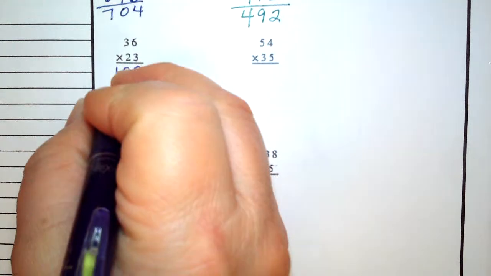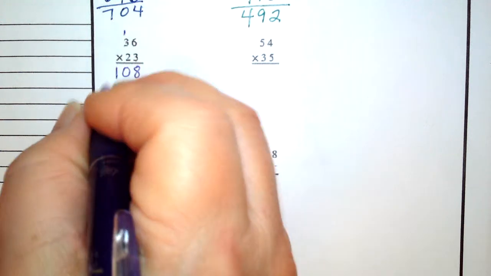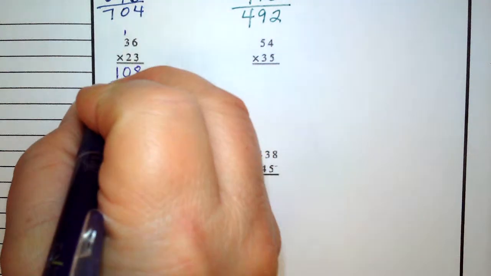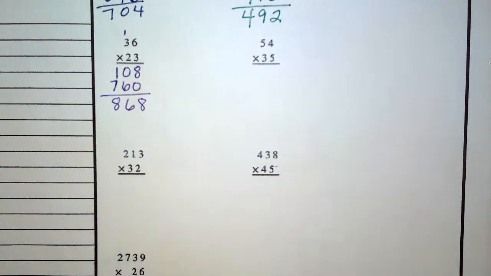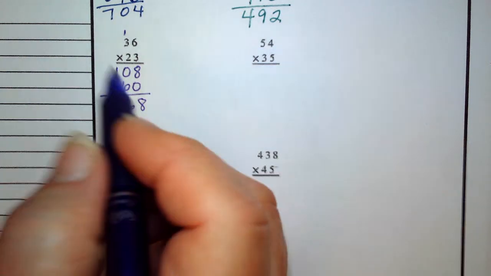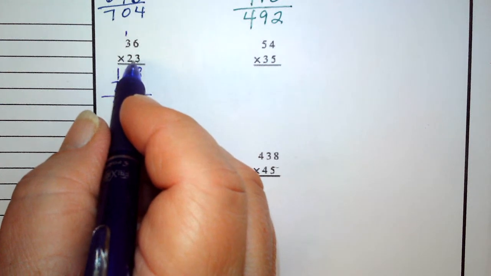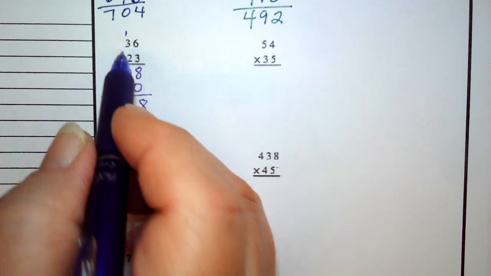2 times 6 is 12. Carry the 1. 2 times 3 is 6, plus 1 is 7. Now I'm ready to add them together. 8 plus 0 is 8. 0 plus 6 is 6. 1 plus 7 is 8 again. If you notice, when you're multiplying and you get a number that is bigger than 9, you have to carry that digit over to the next column.